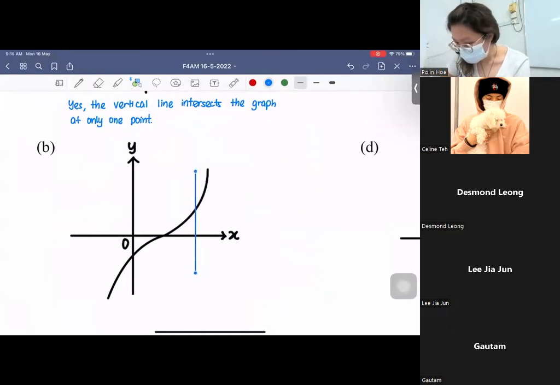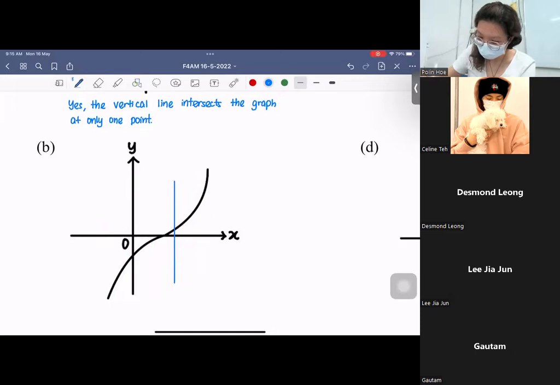You see, it will touch at only one point also. So it is a function, and the explanation will be the same. So you write it out by yourself. Here you explain the vertical line intersects the graph at only one point.